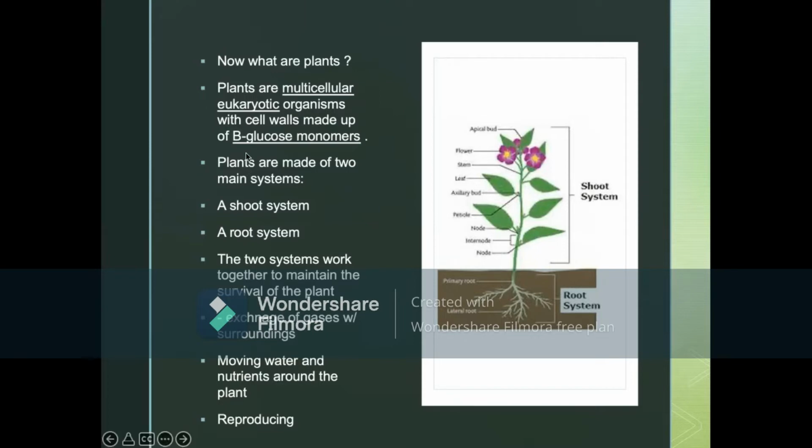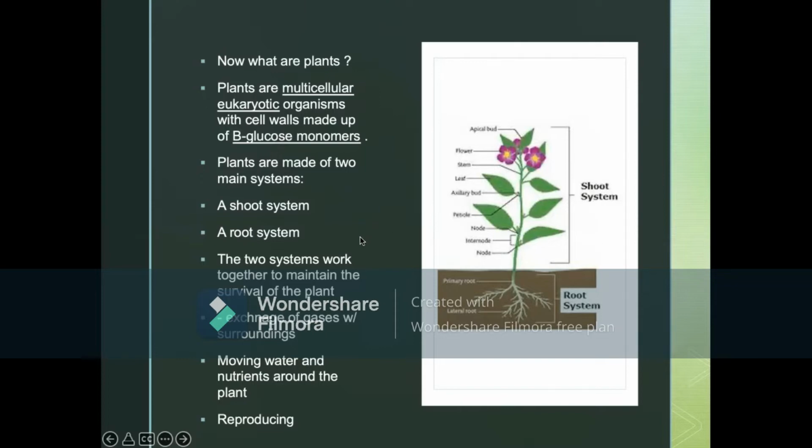This is because, for example, certain types of bacteria have cell walls that are not made up of beta-glucose, which makes plants different from those organisms.